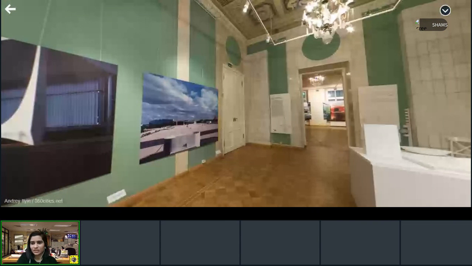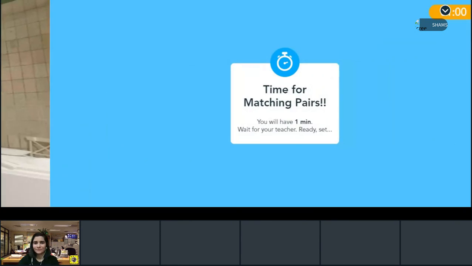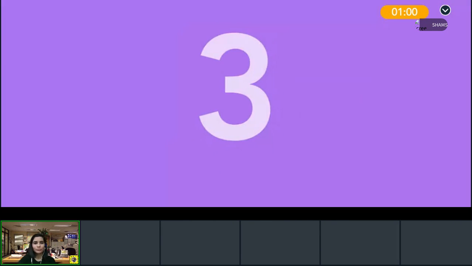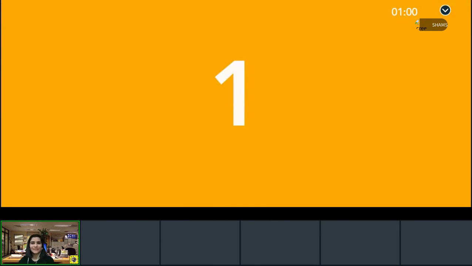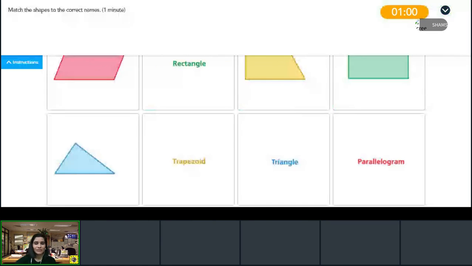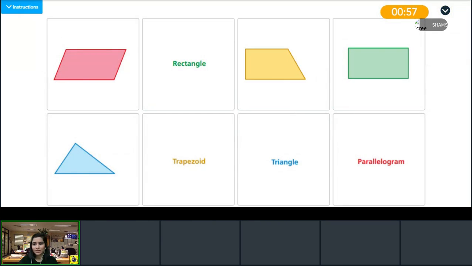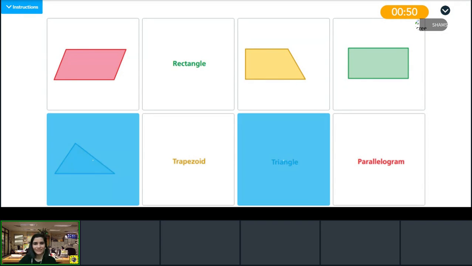It is a matching activity. You really need to be part of class Nearpod to participate. You will have 1 minute to match the shapes to the correct names. And I'm going to show you an example of one. I'm going to pick the easiest. For example, I can match the triangle. Let's get started.